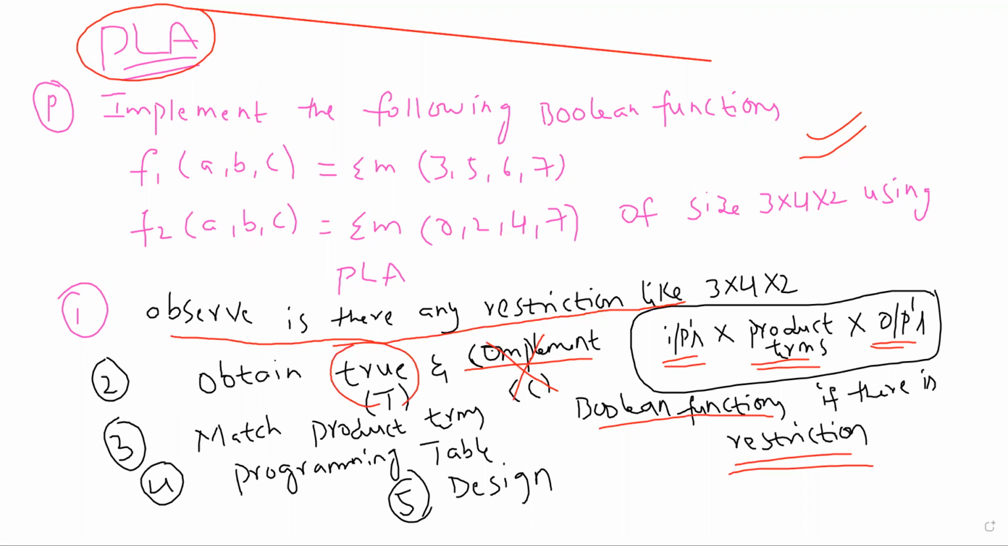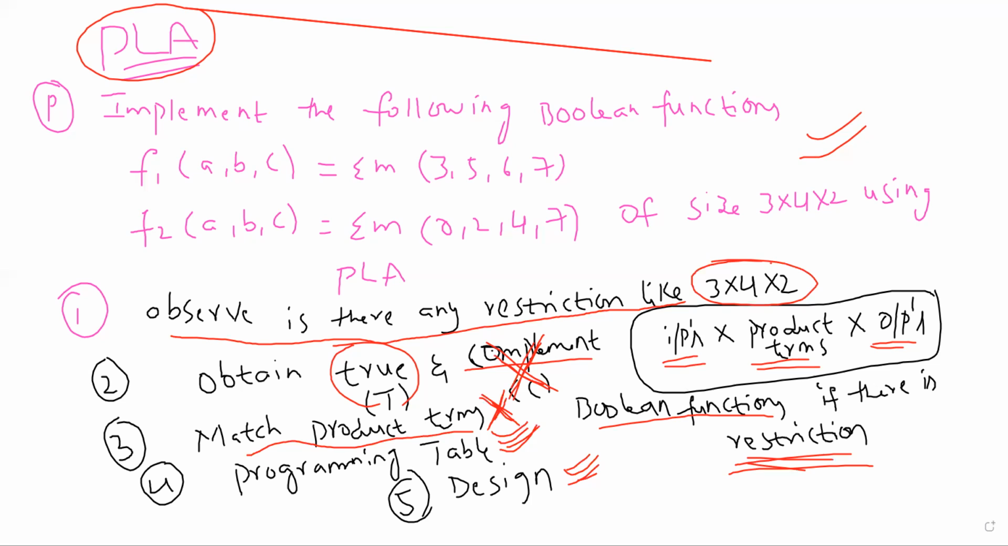If there is a restriction, we should match the product terms. If there is no restriction, we should not bother about this also. After that, we have to write the programming table, and finally design. Once again, I am repeating that. Is there any restriction in the question? If so, we have to obtain the boolean functions for both true form and complement form, and match the product terms. If there is no restriction, there is no need of complement boolean function and no need of matching the product terms. Directly we can write the programming table and design it.